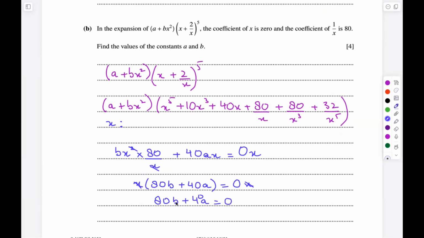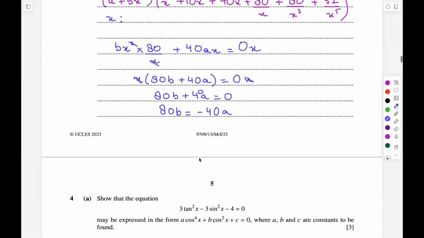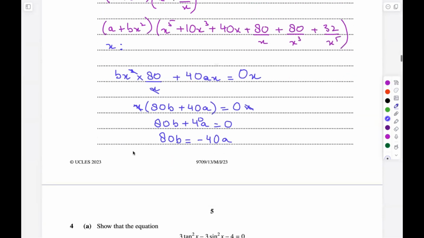Or we can write it as 80b = -40a, and we can divide by 40 on the other side, so a will be equal to 80/(-40) b, which is -2b.